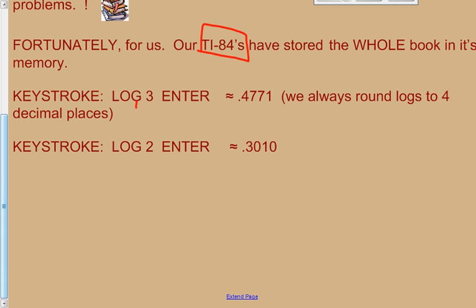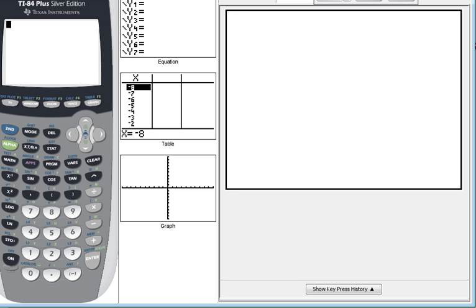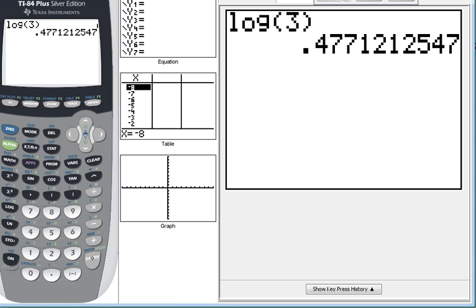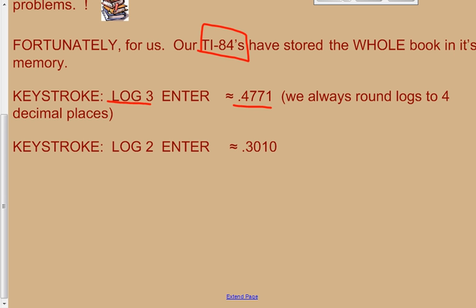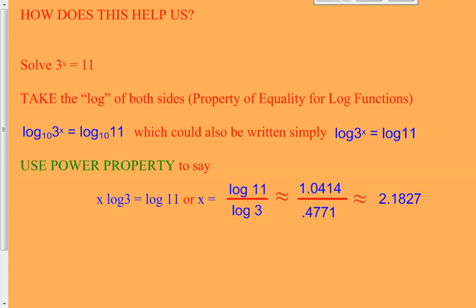So this is like saying log base 10 of 3, but like I said, we never write that down. So log 3 enter is 0.4771. It looks like this: log of 3. So you just press the log button. It's on the left column, right next to the 7. Then 3, close parenthesis. Logs are always rounded to 4 decimal places. So we always round it to the 4th decimal point. Okay? So there we have it, 0.4771. Log of 2, enter, you'd get 0.3010.